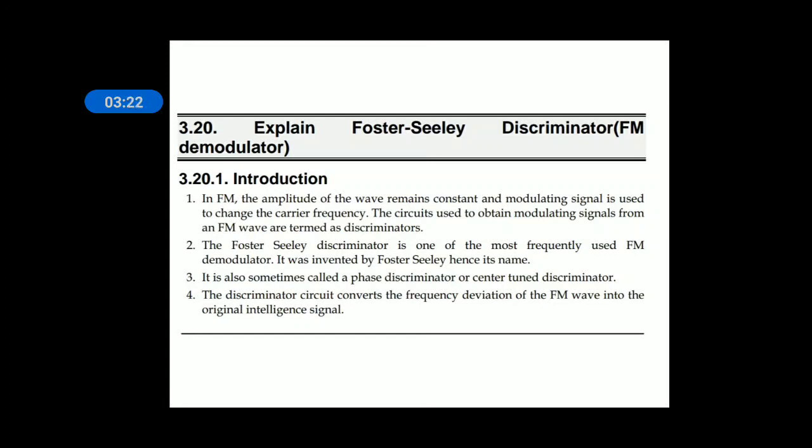The discriminator circuit converts the frequency deviation of the FM wave into original intelligence signal. That is FM demodulation. It is opposite of your modulation. In FM modulation, when the modulating signal changes, the changes are converted into frequency variations or frequency deviations, whereas in demodulation of FM, the frequency variations are converted into modulating signal amplitude variations.